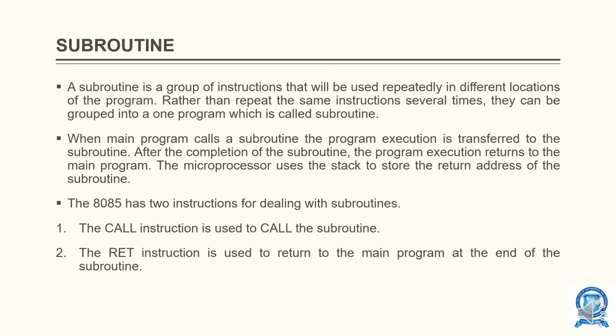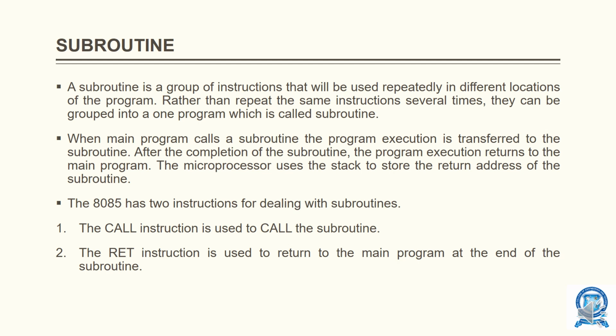Subroutine. A subroutine is a group of instructions that will be used repeatedly in different locations of the program. Rather than repeating the same instructions several times, they can be grouped into one program, which is called a subroutine. So if we want to repeat some task whenever we need it, we can group the set of instructions at some memory location and name them a subroutine. Whenever we need to do that particular task, we just call that memory location, so that the sequence of instructions will be executed.